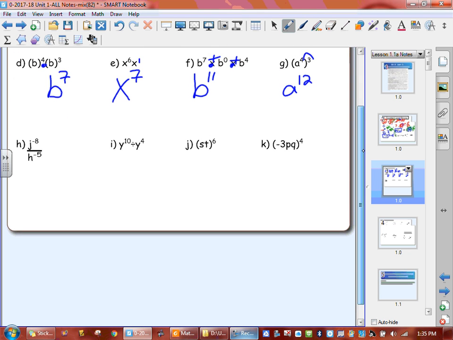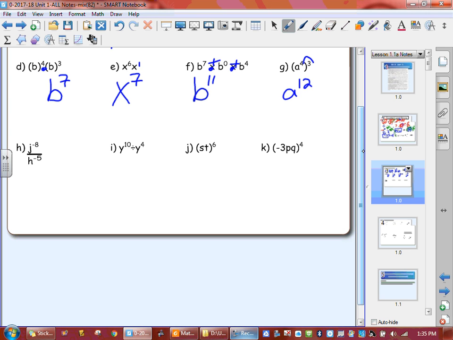The next one, they're both negatives, so there's nothing else you can do there. There's no coefficients, there's no brackets. The only thing you can do is flip it. So we're going to flip this guy upside down. We're going to have h, the 5 now becomes positive, the j now becomes positive 8. This guy, it's dividing, subtract exponents. So y exponent 6.